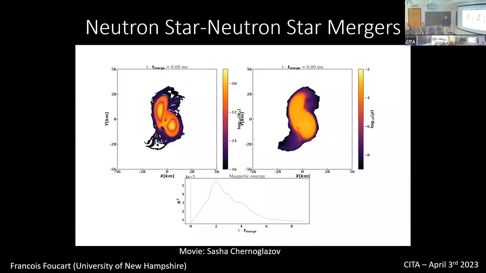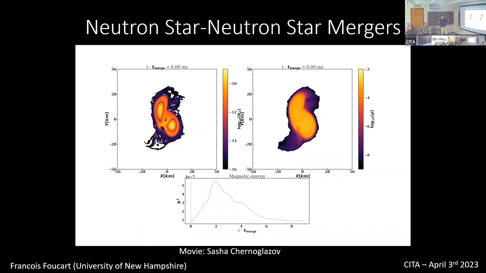All right. Now, to get an idea of what some of the systems look like, at least in our numerical simulations, let me show you these simulations by Sasha Chernoglazov. This is a slice through the equatorial plane of a binary neutron star merger right at the time at which they are colliding. So here you have the density on the log scale, the two colliding neutron stars. And here, what we are going to show is the magnetic energy density also on the log scale.